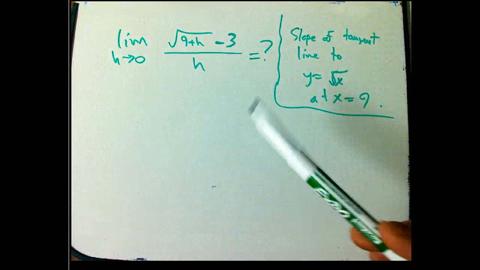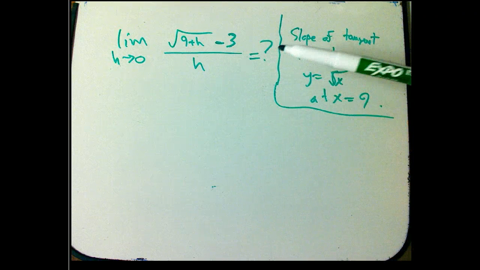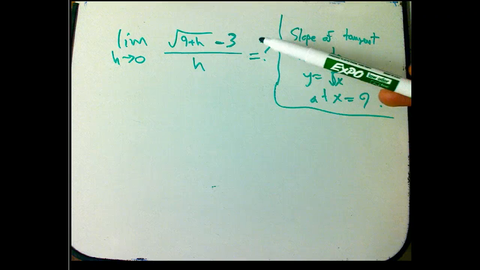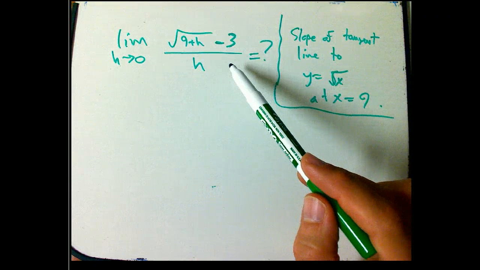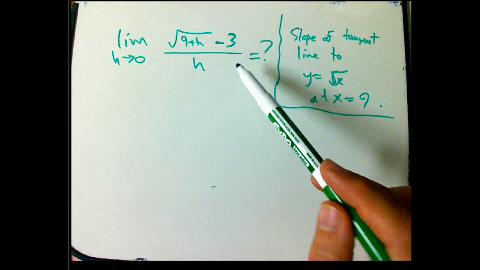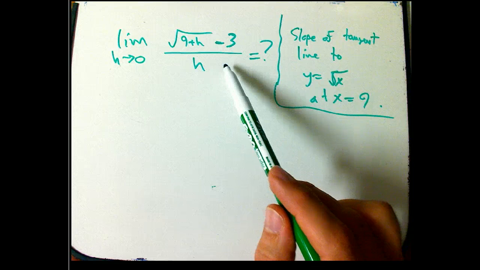If it's a nice rational function or polynomial or root function or almost anything, in other words, any continuous function, and you're in the domain, you can plug in the value. That's what it means to be continuous. But this is one case where you can't. If you plug in h equals 0, that doesn't make any sense.